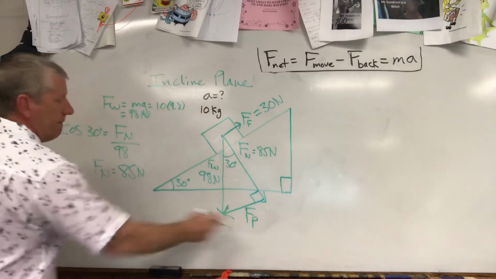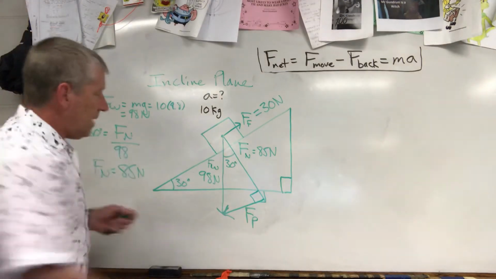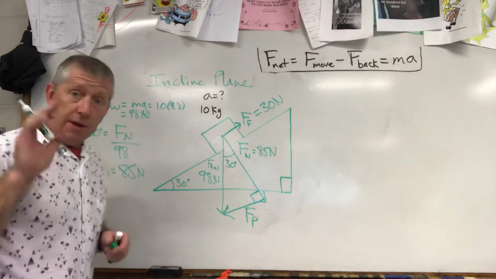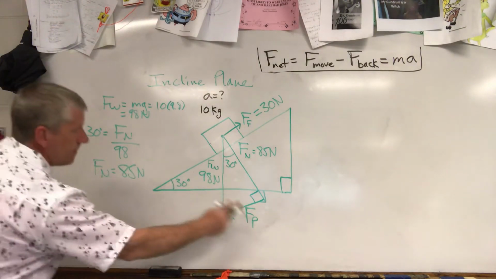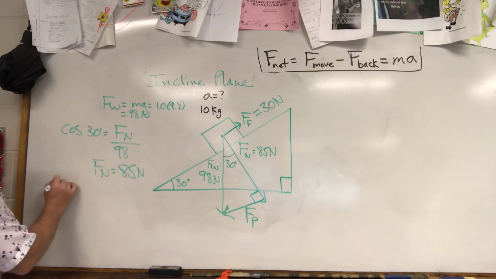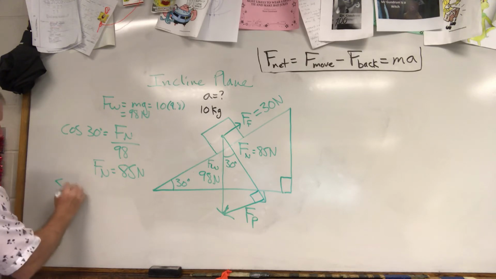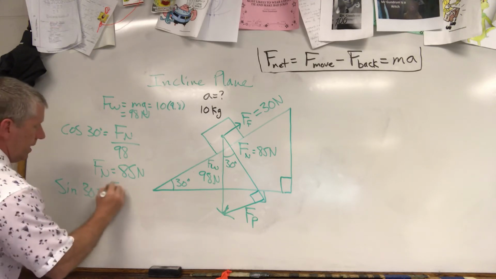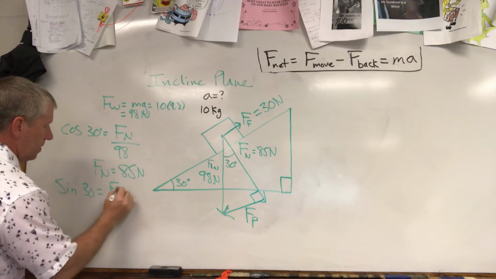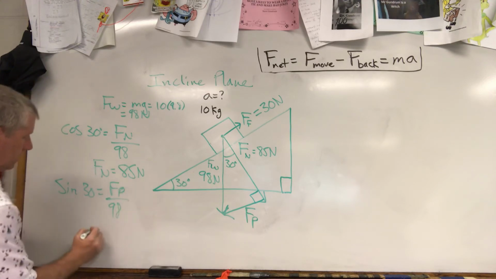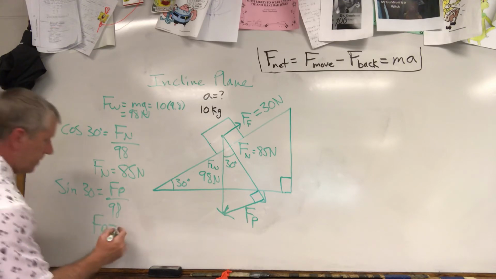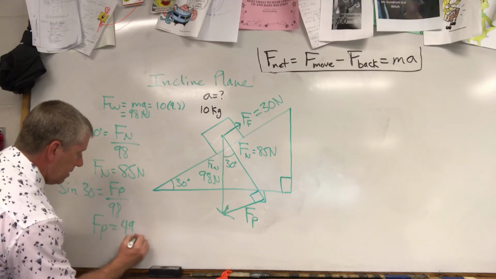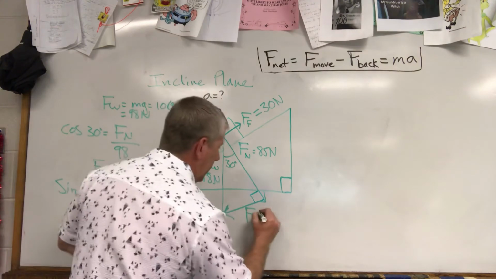All right, let's get FP. That's opposite. And the sine of 30 is 0.5. So sine of 30 equals FP over hypotenuse 98. So FP, 0.5 times 98 is 49. So this is going to be 49 newtons.